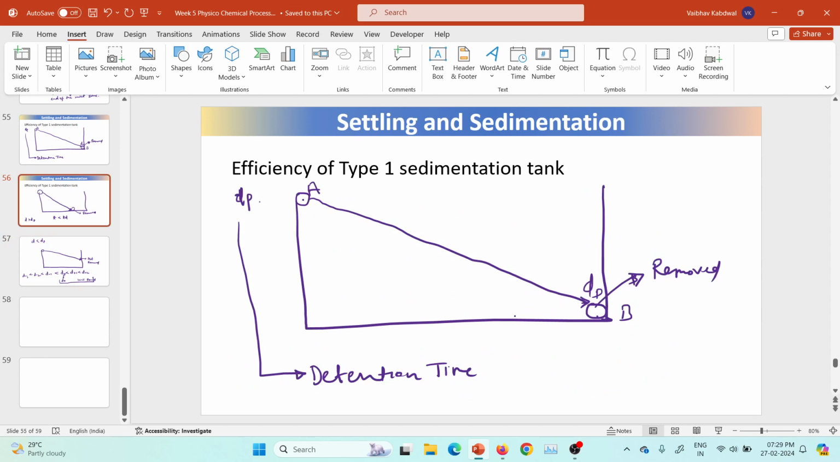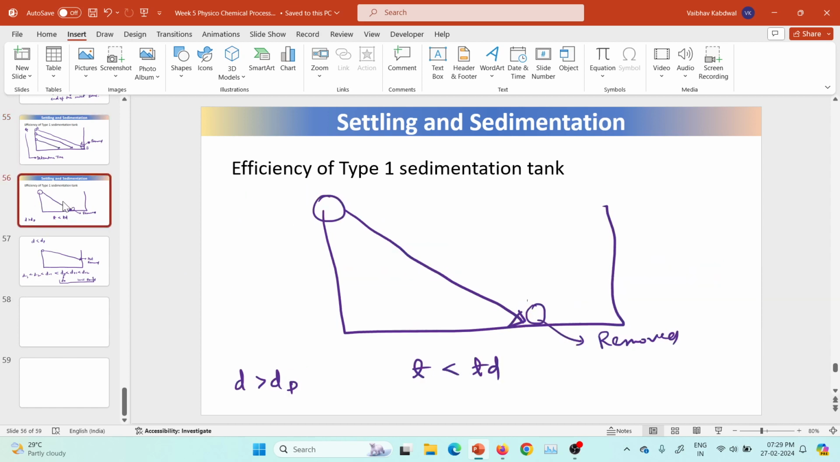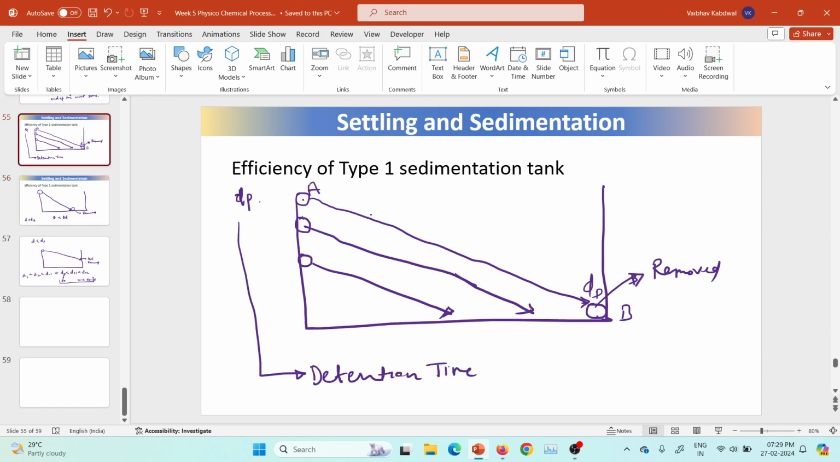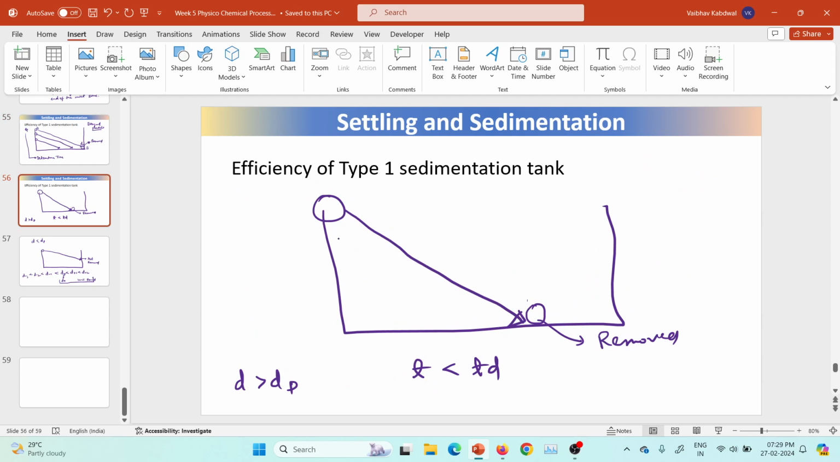We'll consider it in one more way. Suppose the same particle, as we said, is present throughout the depth, uniformly distributed. If it is present here, this will also be removed. If the same particle is present at a lower depth, it will be removed. So this is for the designed particle. And for a big particle, if it is present at less depth, it will also be removed. Is it not? At lesser depth, it will be removed.